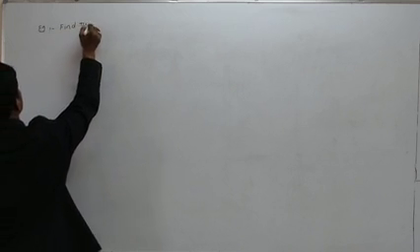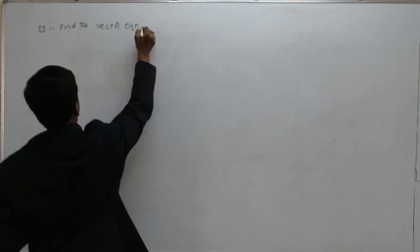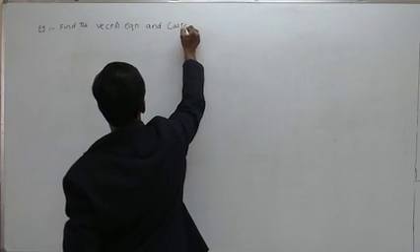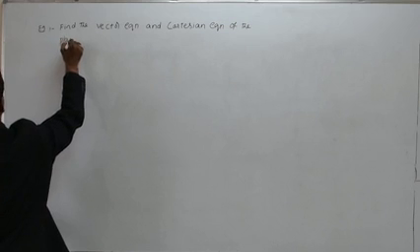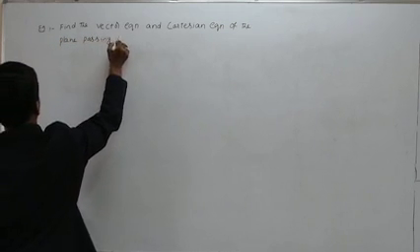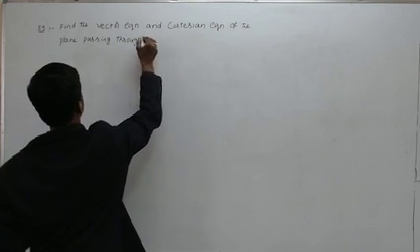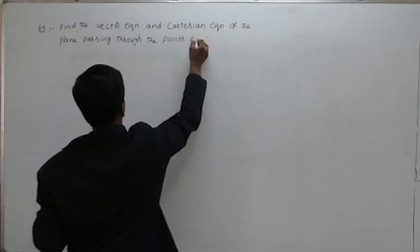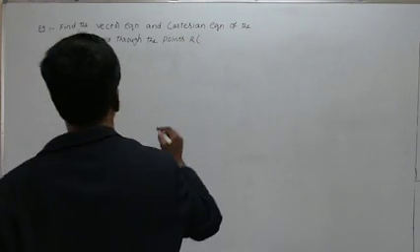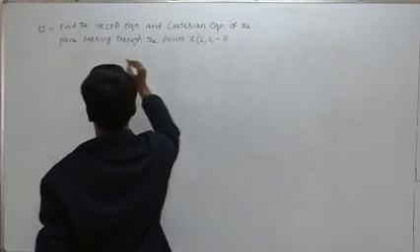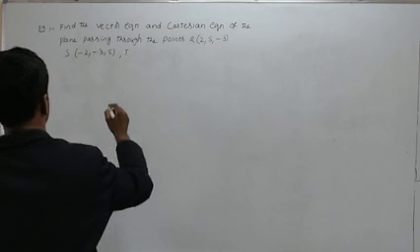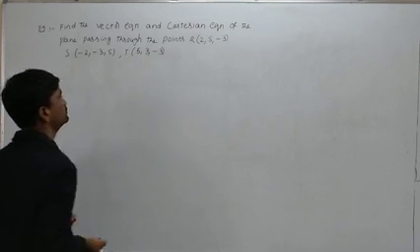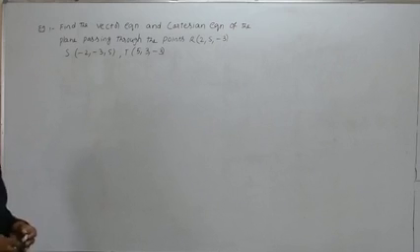Find the vector equation and Cartesian equation of the plane passing through the points capital R (2, 5, minus 3), capital S (minus 2, minus 3, 5) and capital T (5, 3, minus 3). So we have to find the equation of the plane passing through these 3 points.